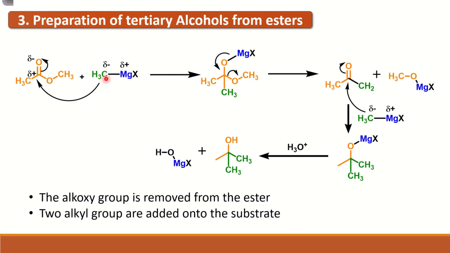So first of all, this CH3 has a partial negative charge and Mg has a partial positive charge. So CH3 will attack this carbon because this carbon is attached to two oxygens. These two oxygens withdraw electrons from the carbon, making this carbon an electrophilic center. So CH3 will attack this carbon, and we'll get a C double bond O. This pi bond will break to give O negative, and this O negative gets attached to the MgX.